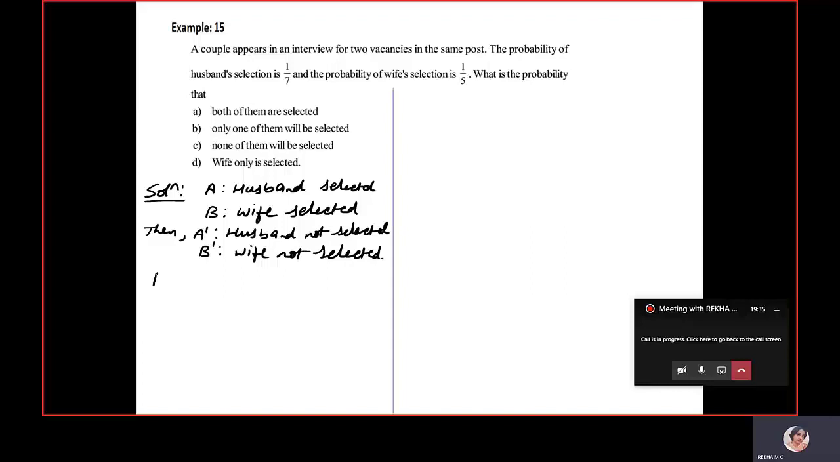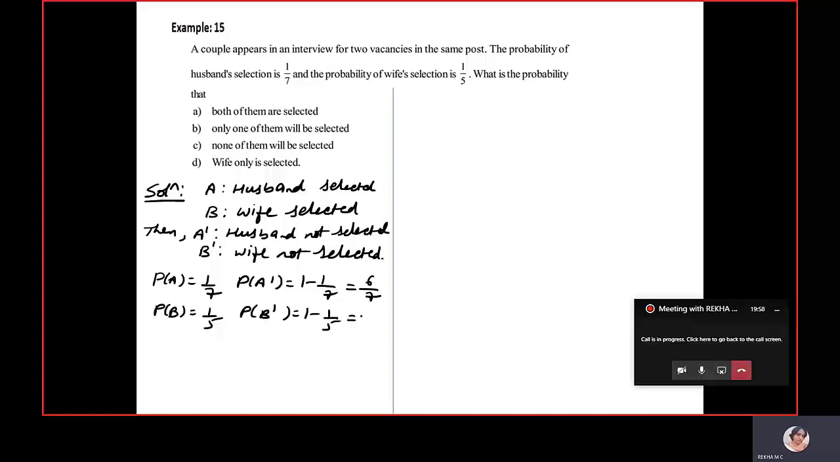P of A is given 1 by 7. So P of A complement is equal to 1 minus 1 by 7. 7 is the LCM, so 7 minus 1 by 7, I'll be getting 6 by 7. P of B is equal to 1 by 5. So P of B complement is equal to 1 minus 1 by 5, that is equal to 4 by 5.